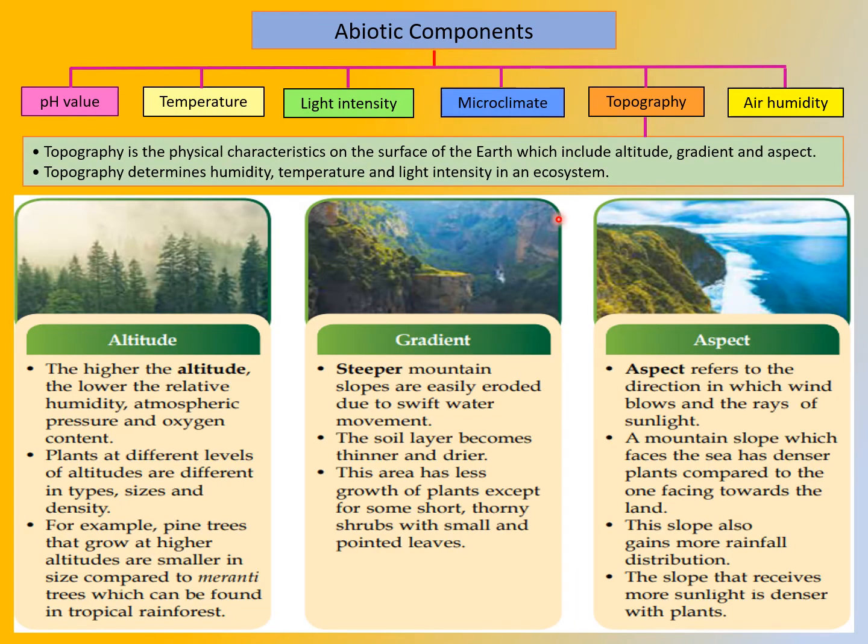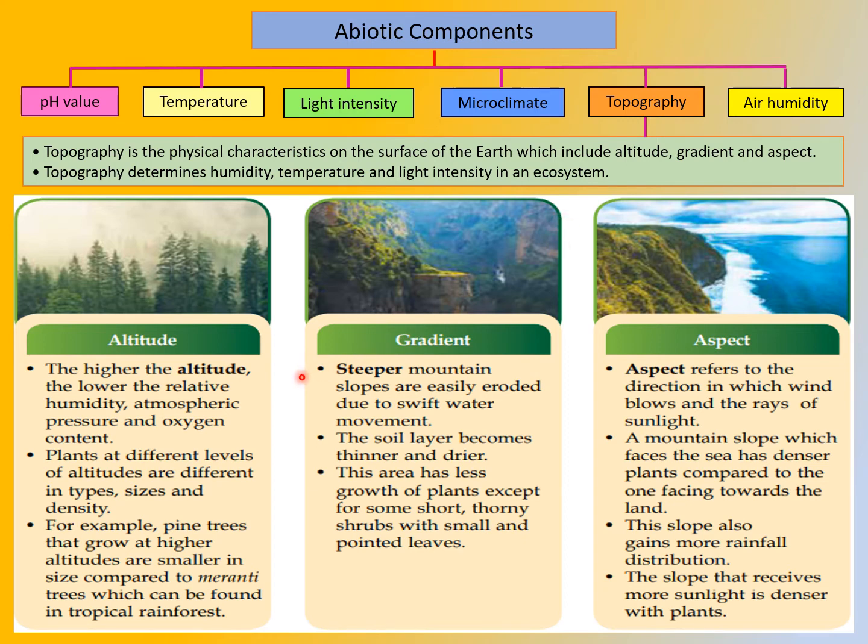Topography. Topography is the physical characteristics on the surface of the Earth, which include altitude, gradient, and aspects. Topography determines humidity, temperature, and light intensity in ecosystems.